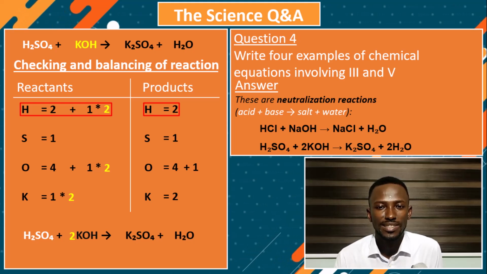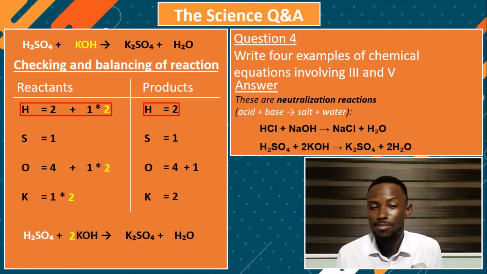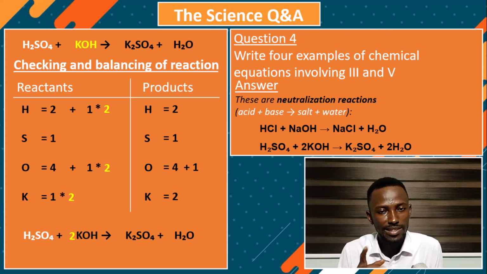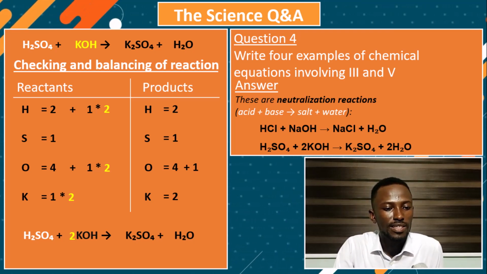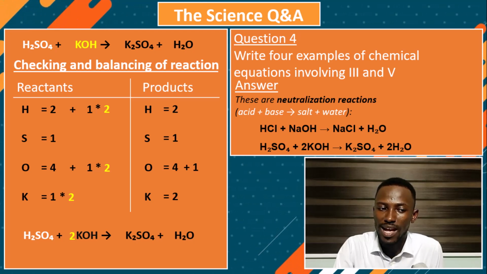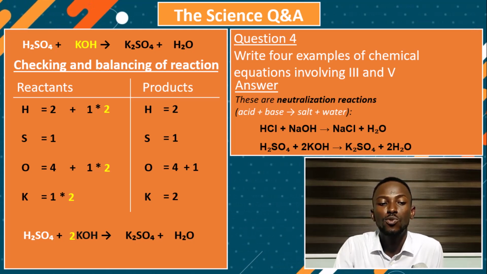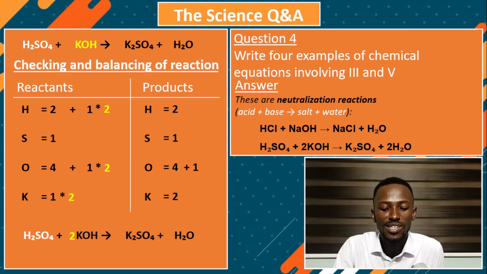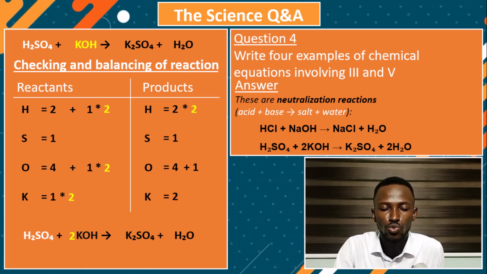What do we do next? We balance. You can start from anywhere, but for this particular question, I feel it's quite easy if I try to balance the hydrogen before proceeding. How do I do it? Remember, we have 4 hydrogens at the reactant side, but 2 at the product side. So what can we do to the 2 hydrogens at the product side to also get 4? You guessed it right. You multiply 2 by 2. So 2 times 2 is 4.